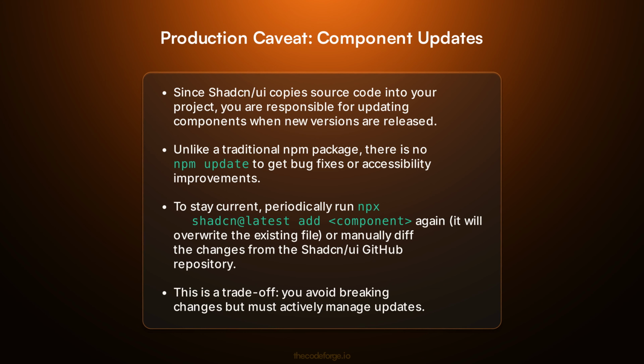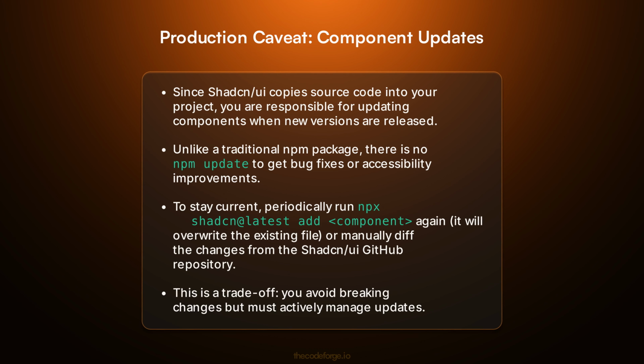Since Shadcn/UI copies source code into your project, you are responsible for updating components when new versions are released. Unlike a traditional NPM package, there is no npm update to get bug fixes or accessibility improvements. To stay current, periodically run npx shadcn@latest add component again. It will overwrite the existing file, or you can manually diff the changes from the Shadcn/UI GitHub repository. This is a trade-off. You avoid breaking changes, but must actively manage updates.